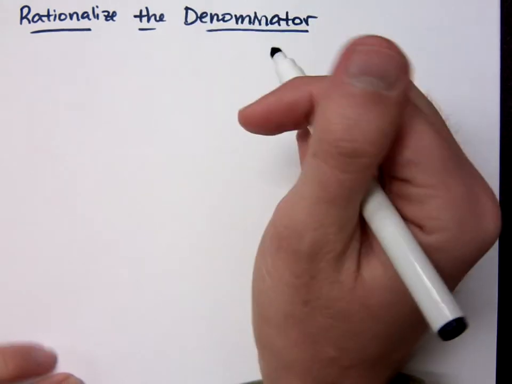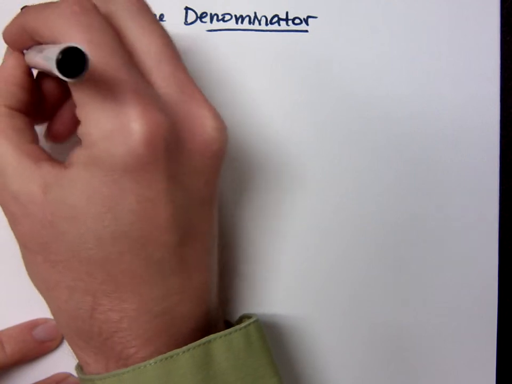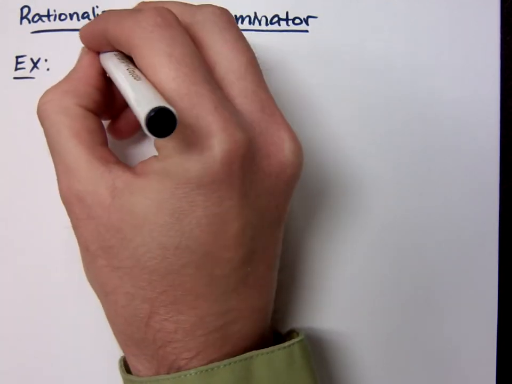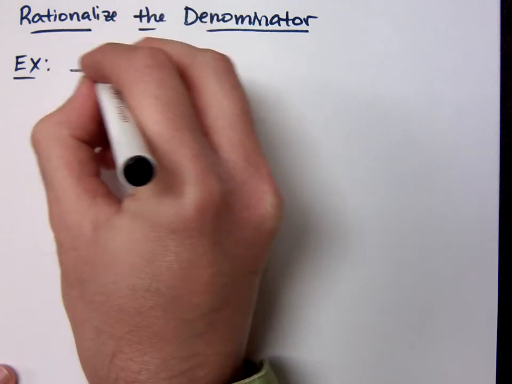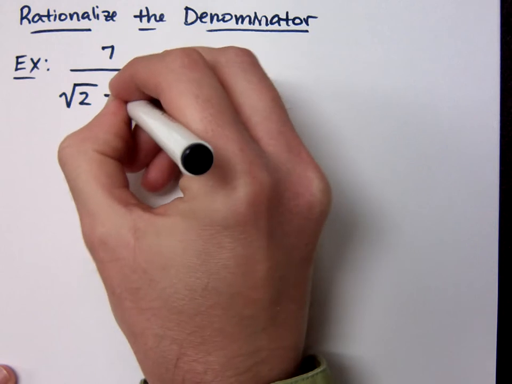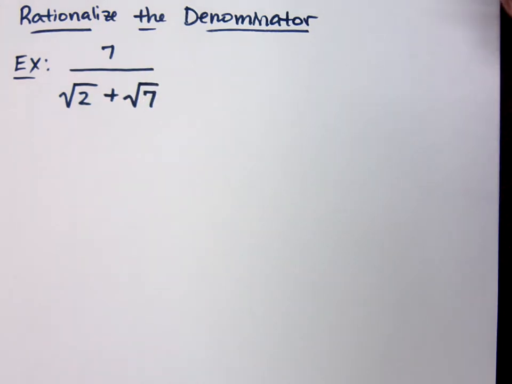So last time we were talking about rationalizing the denominator when I only had a single piece in the denominator. Now I want to look at what would happen if I have a binomial down here, something like the square root of 2 plus the square root of 7.